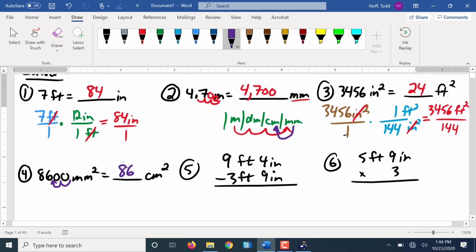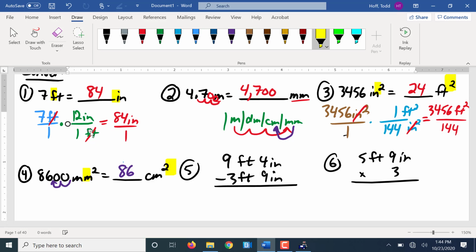So the moral of the story there is make sure you're very careful looking at those units to catch if it's squared or if it's just regular units, like these were.